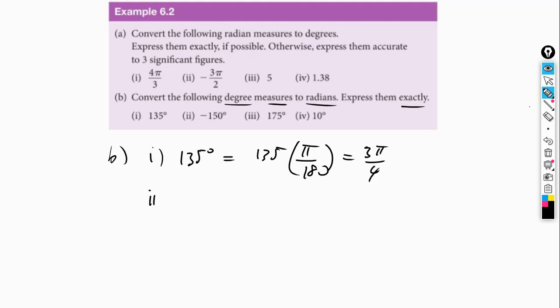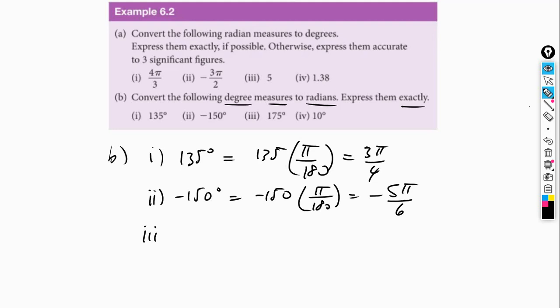For number 2, negative 150 degrees. So this is negative 150 times pi over 180. And notice that this is going to give us exactly minus 5 pi over 6.